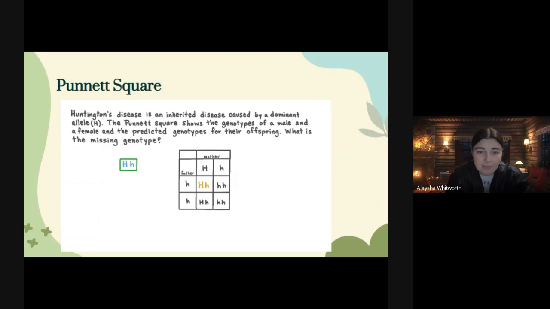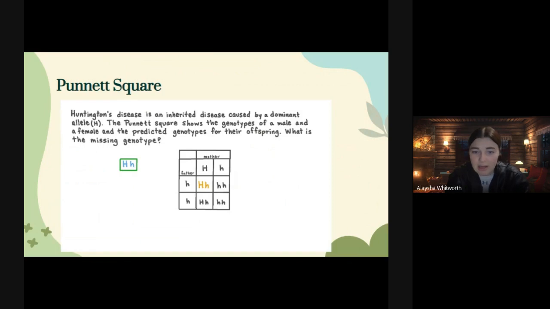Here's another good example. Huntington's disease is an inherited disease caused by a dominant allele. The Punnett square shows the genotypes of a male and female and the predicted genotypes of their offspring. What is the missing genotype? Again, genotype is here. One of them has a capital H, lowercase h, and you can see that right below the mother. And then the father, they're saying, is lowercase h and lowercase h.